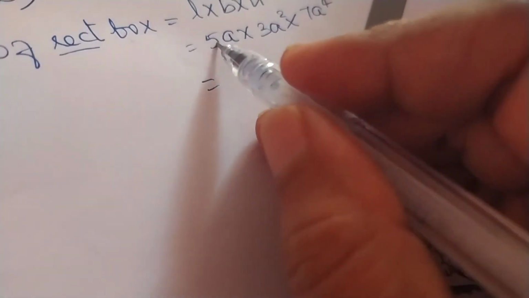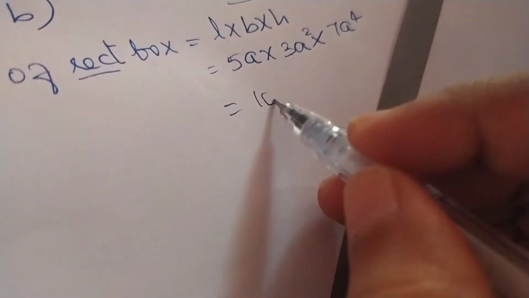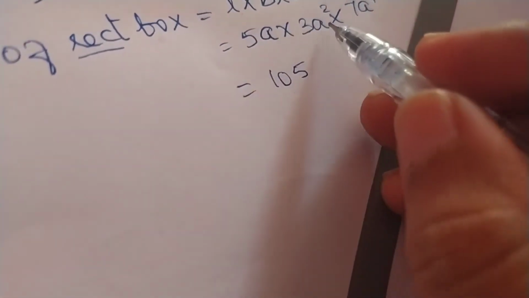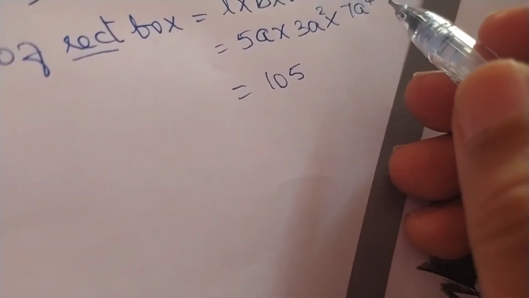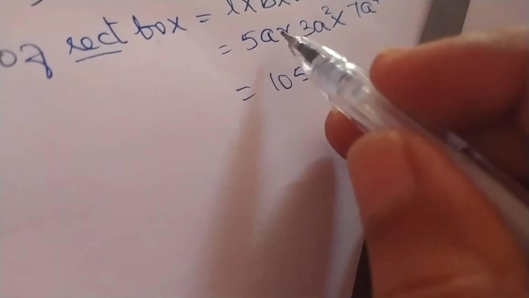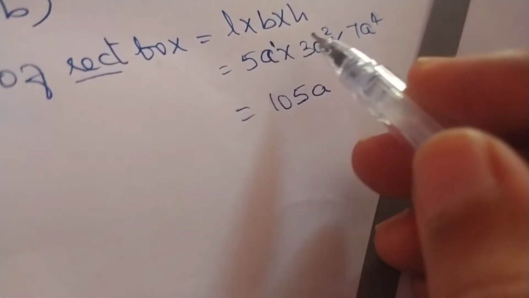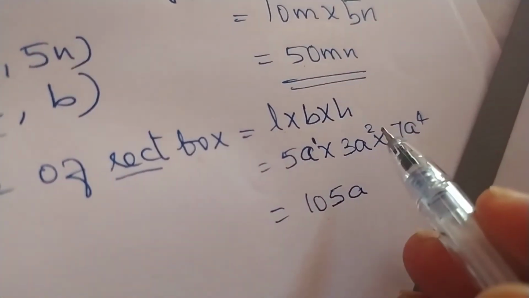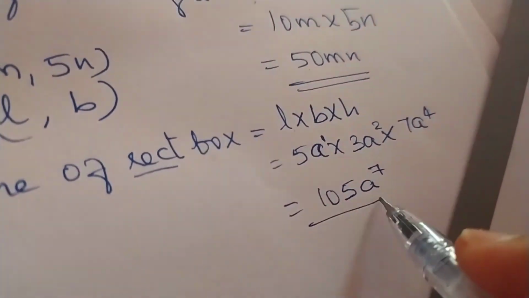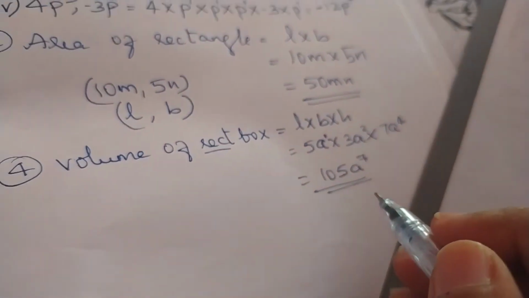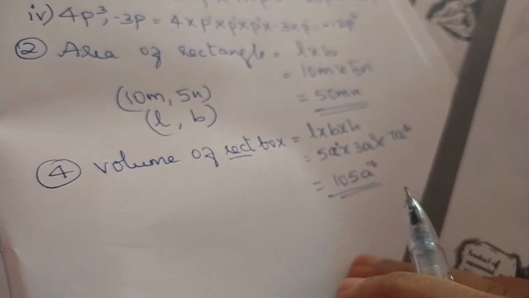So multiply numbers. 5 3s are 15. 15 7s are 105. a into a square into a power 4. Let us add the powers, children. There is nothing, it means 1. 1 plus 2 plus 4. 1 plus 2, 3. 3 plus 4, 7. So this is the answer, 105a power 7. I hope you have understood, children. This is how you do the entire thing. Try and complete the exercise, children.